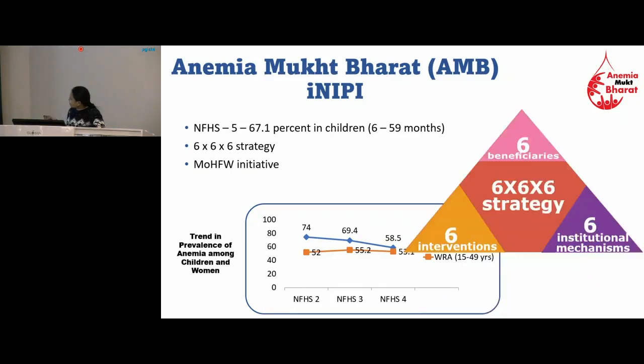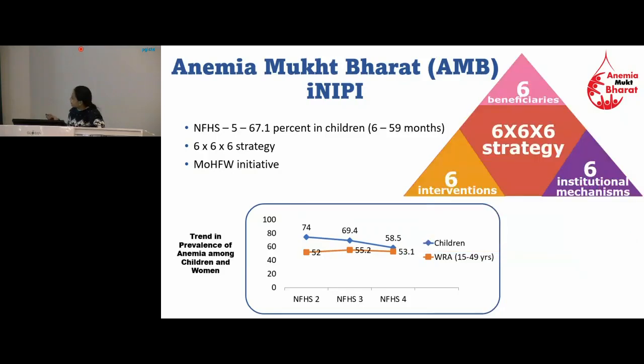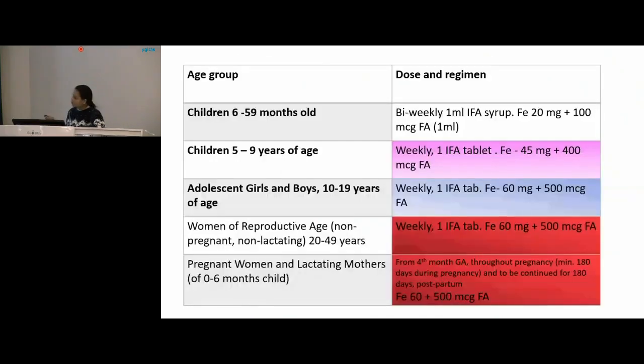So in this particular program, they wanted to tackle anemia by using 6 interventions and 6 institutional mechanisms in 6 beneficiaries. So that is known as the 6 into 6 into 6 strategy. So this is what ma'am was talking about.